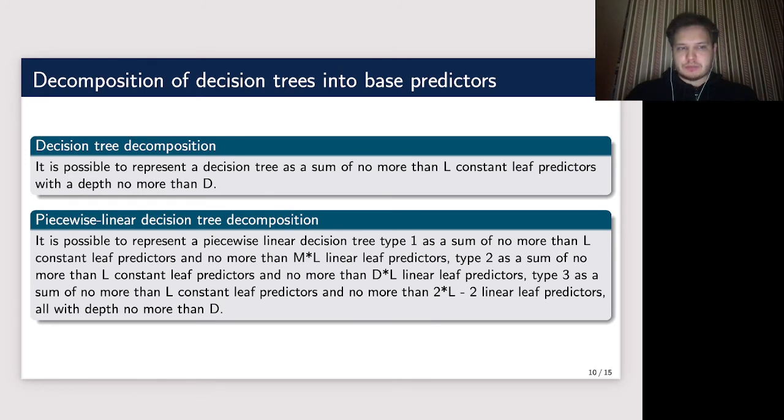It can be shown that it is possible to represent a decision tree as a sum of no more than L constant leaf predictors, with a depth no more than D. It is also possible to represent the piecewise linear decision tree type 1 as a sum of no more than L constant leaf predictors and no more than M multiplied by L linear leaf predictors, type 2 as a sum of no more than L constant leaf predictors and no more than D multiplied by L linear leaf predictors, type 3 as a sum of no more than L constant leaf predictors and no more than 2 multiplied by L minus 2 linear leaf predictors, all with depth no more than D.